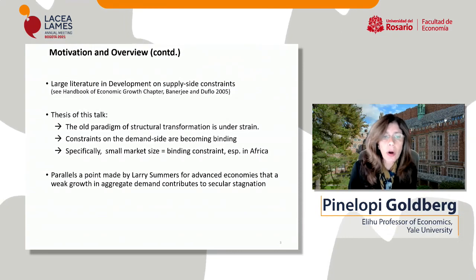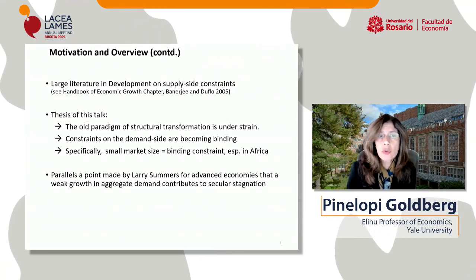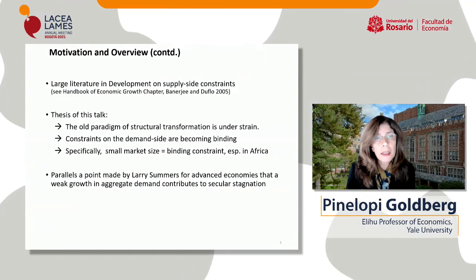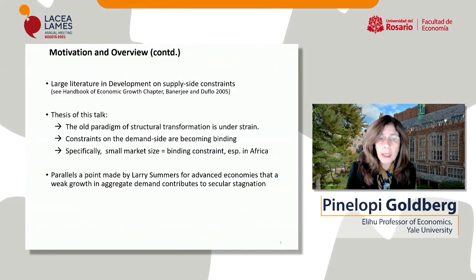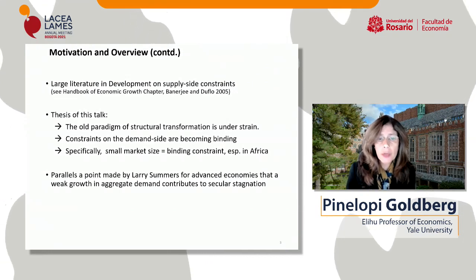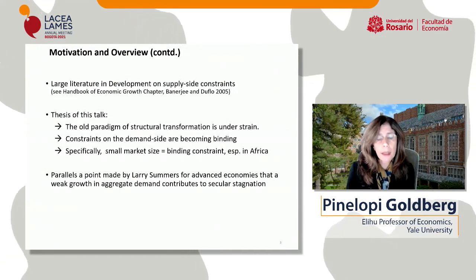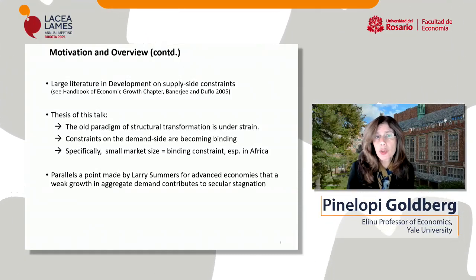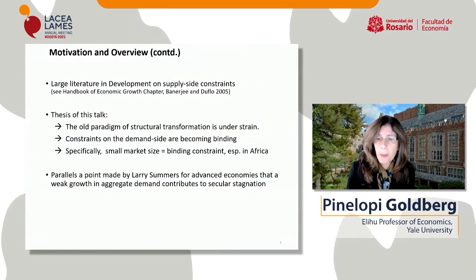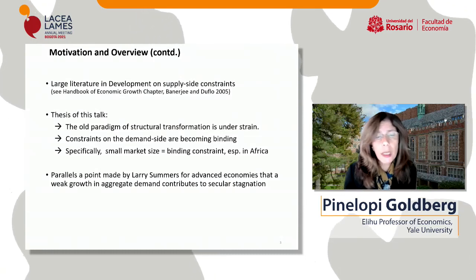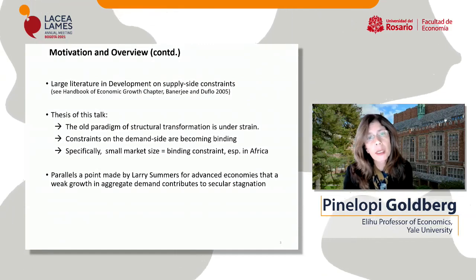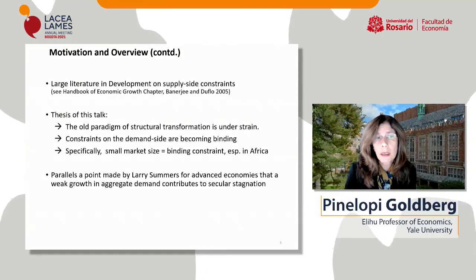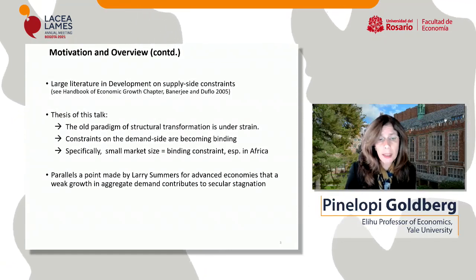However, the thesis of this talk is that the main constraints developing countries face these days are on the demand side, not on the supply side. And these constraints have become binding as the old paradigm of structural transformation is under strain today. And specifically, I will argue that the small market size is becoming a binding constraint in low-income countries, and especially Africa. So when I talk today, I will have mostly poor countries in Africa in mind, but the arguments also apply to other low-income countries where poverty rates are still very high.